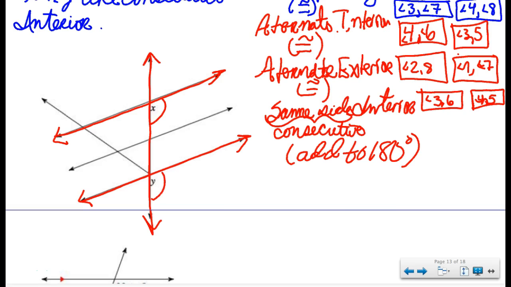And one's inside and one's outside. So these are what we'd call corresponding angles. Again, look at the clumps of 4, even put them in a box. Bottom right, bottom right. So we'd say X and Y are corresponding angles.